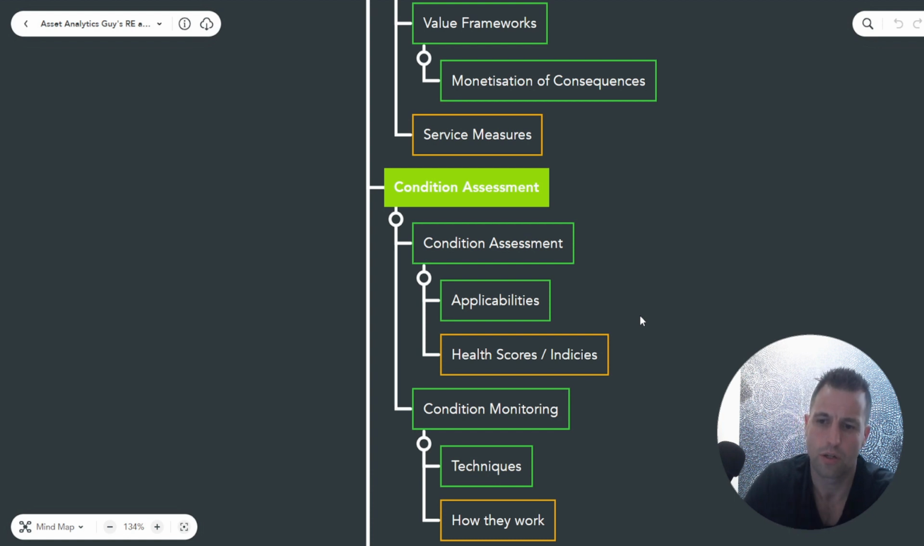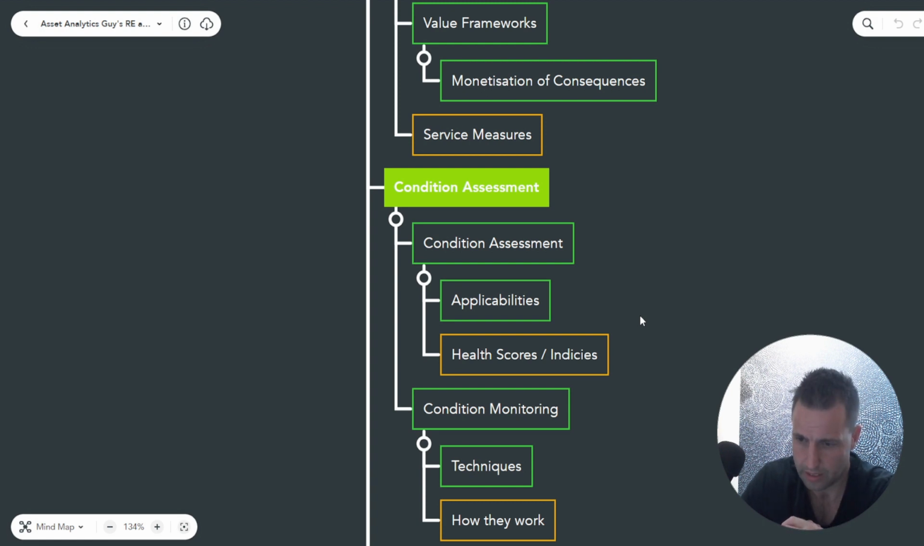It's also important to know health scores, indices, and methodologies for calculation of health scores and indices. Although somewhat similar to criticality, health scores and indices are slowly going away, and people are adopting more of a probability of failure and hence risk look of their assets to determine when they should intervene.